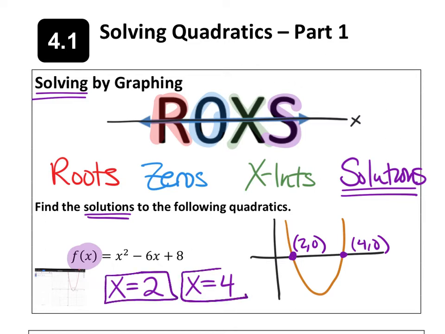Now there is a possibility that your quadratic can have only one place where it crosses the x-axis. It would be called a repeated root. Or it can not cross it at all, which would mean we'd have no real solution. So we're normally looking for 2. There's a possibility you only have 1 or no solutions.